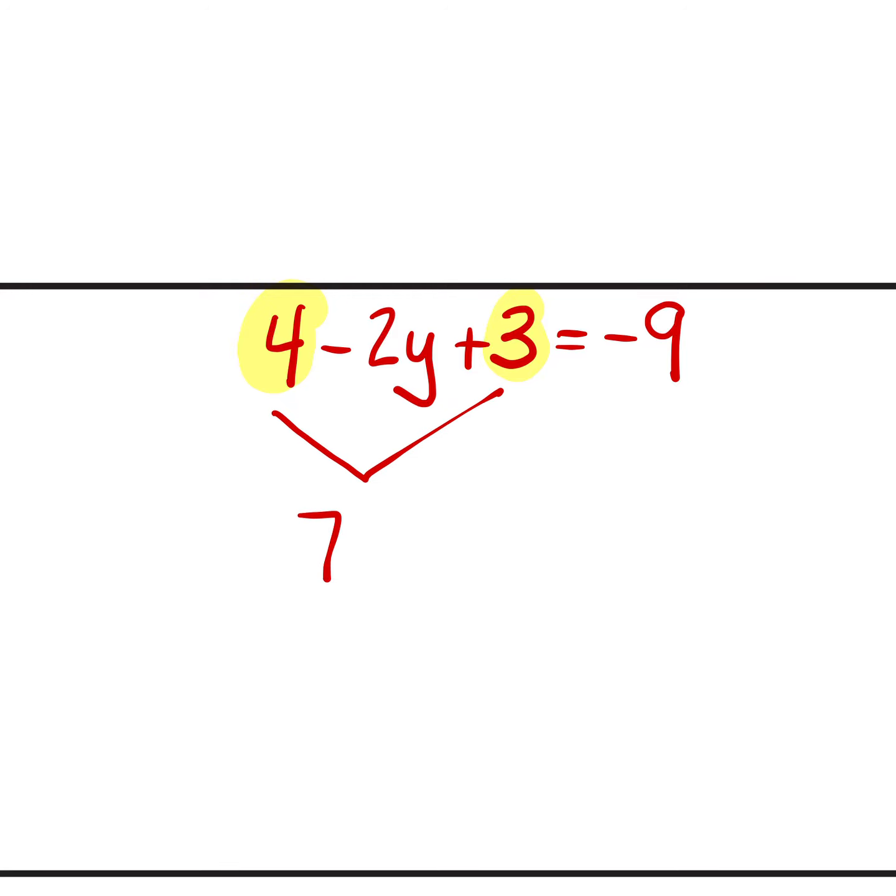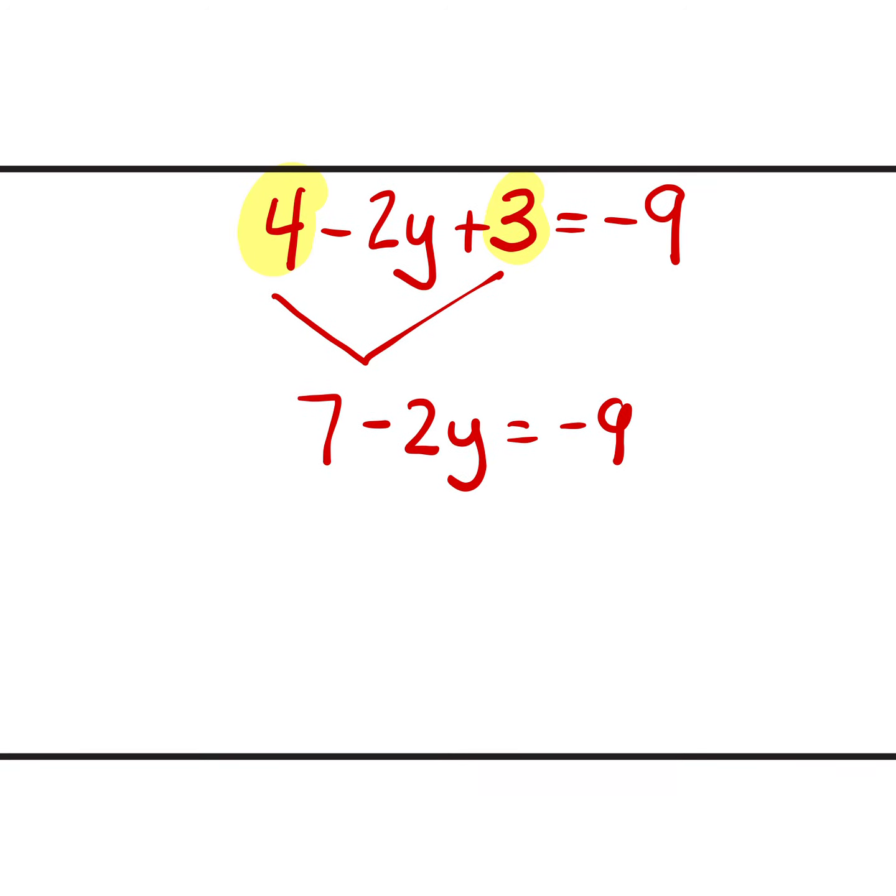So now I've got 7, and then bring down the extra stuff we haven't used. We haven't used this, so bring it down. 7 minus 2y equals negative 9. Now, this is the next step, step number 2. I can't get rid of the times negative 2 first. I have to get rid of the 7, because order of operations reversed would say to get rid of the 7 first, not the multiplication problem.